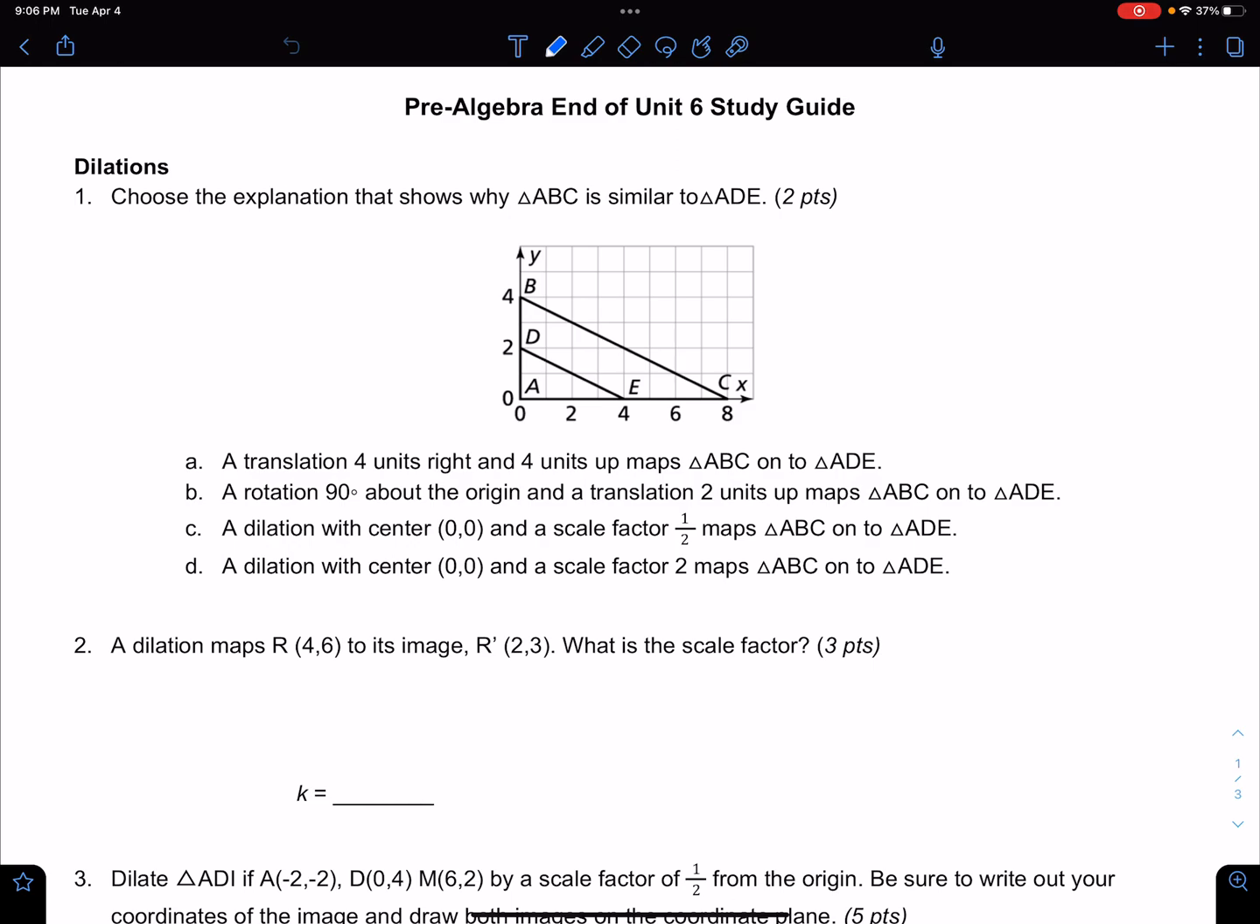If you look at question 1, it says choose the explanation that shows why triangle ABC is similar. Remember, similar just means same angles. It doesn't have to be the same size. Why it is similar to triangle ADE.